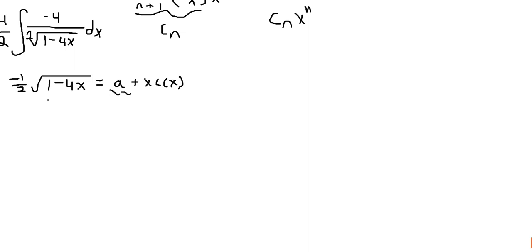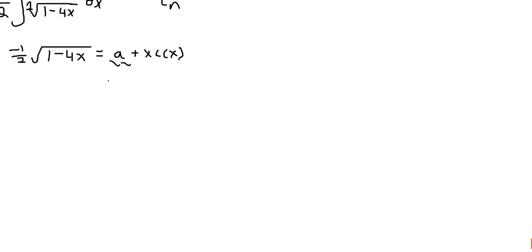This is just a job for the general binomial theorem. If we were to expand 1 minus 4x to the 1/2 power, the first term is just negative 1/2, because this here will give us a 1. It'll be 1 plus something. You can use Maclaurin series to say that the first term is f of 0, and if we plug in 0 here, we get 1. So our constant is just negative 1/2.